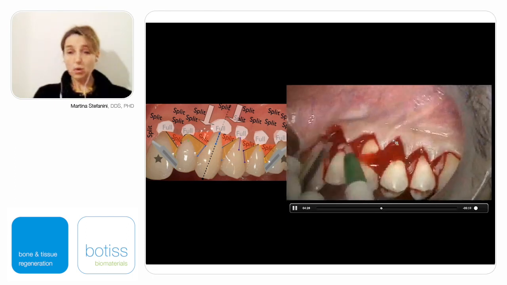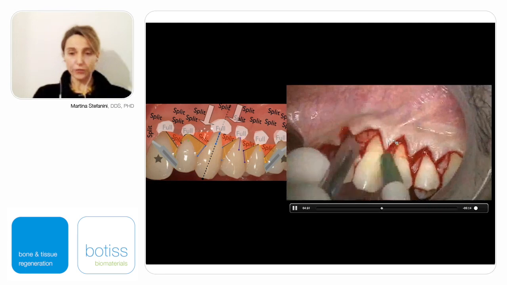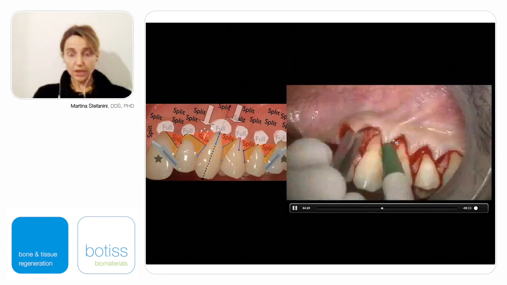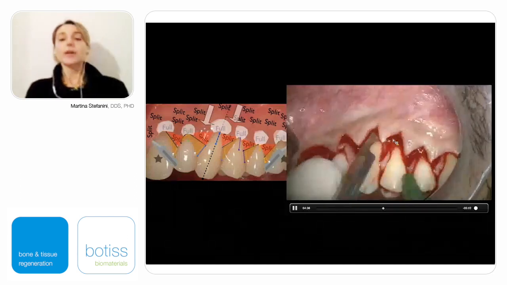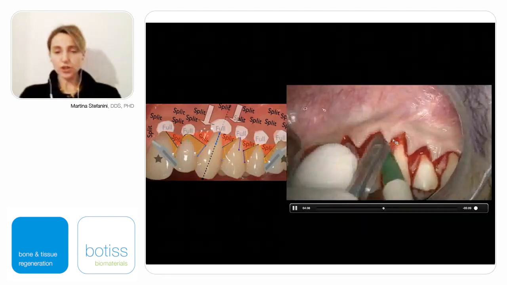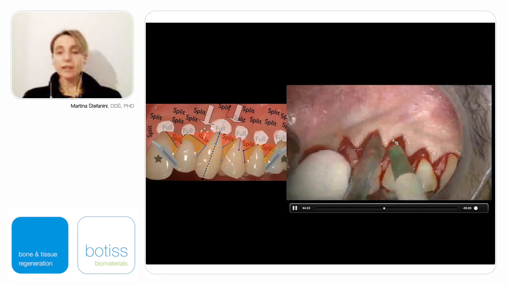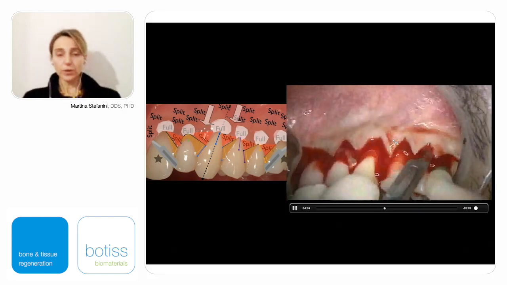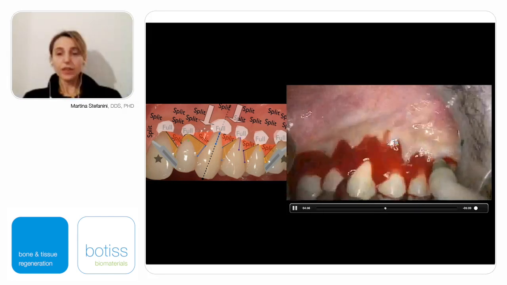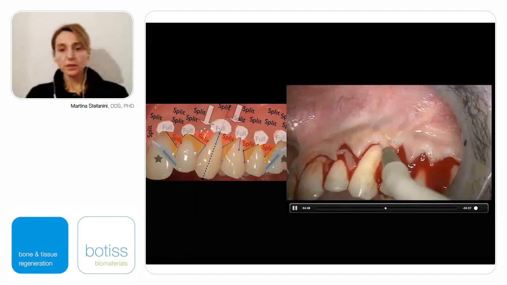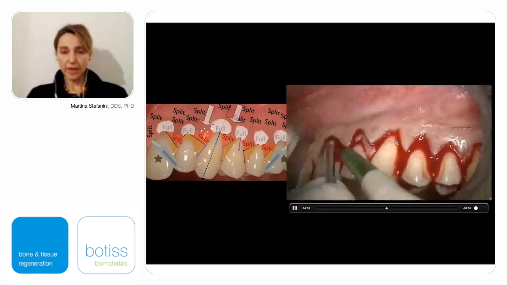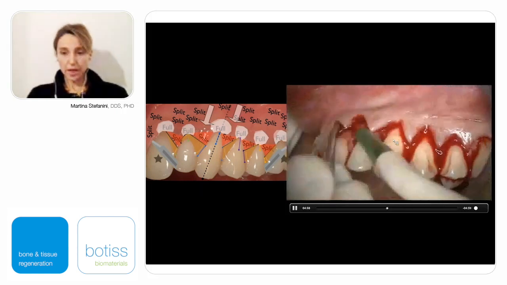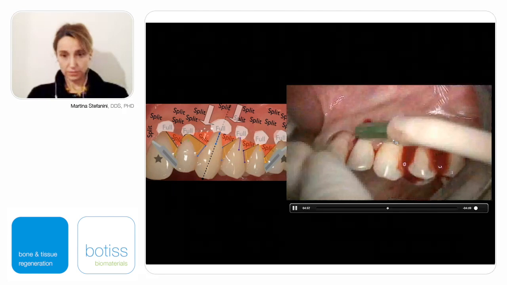And with this movement, very, very superficial, checking the blade by transparency, we completely remove all muscle insertion from our flap. And the flap will remain completely free from the muscles and can be coronally advanced without any tension.